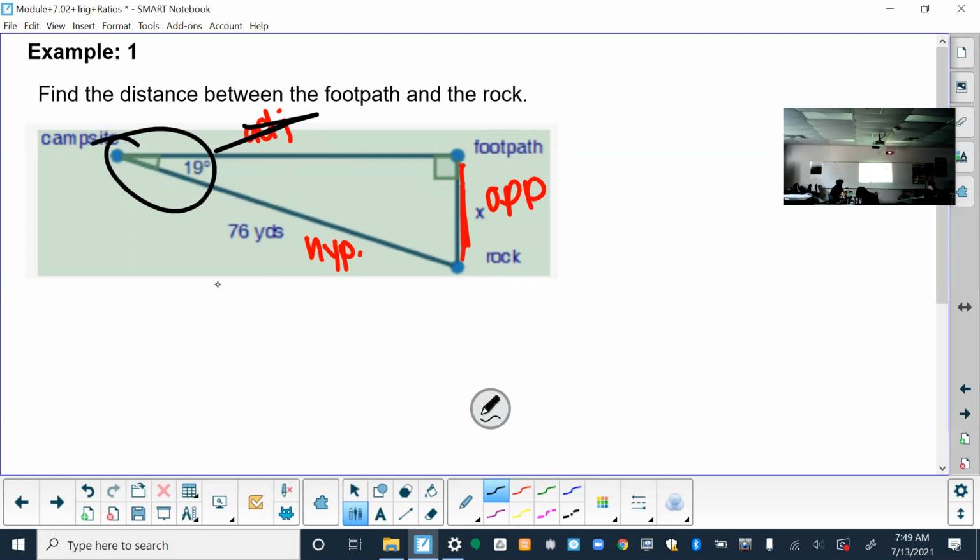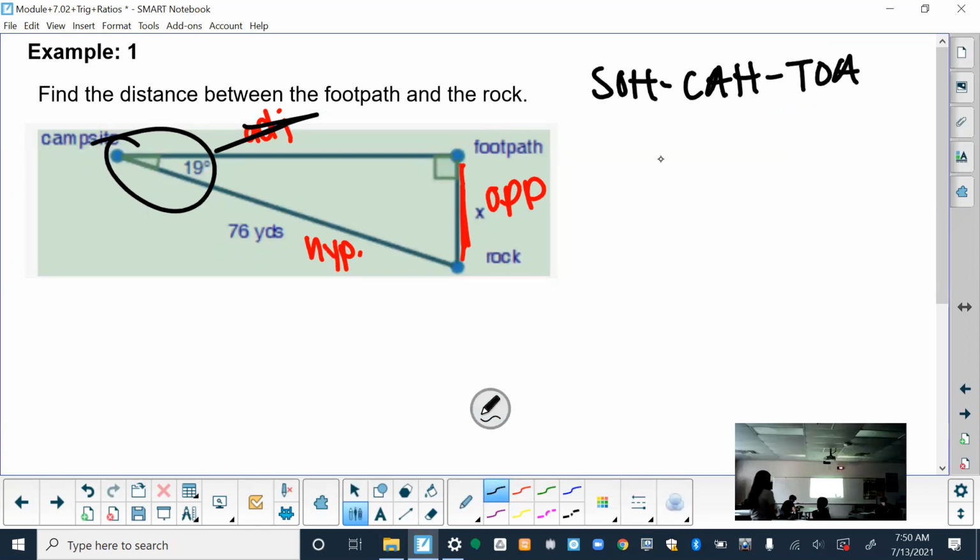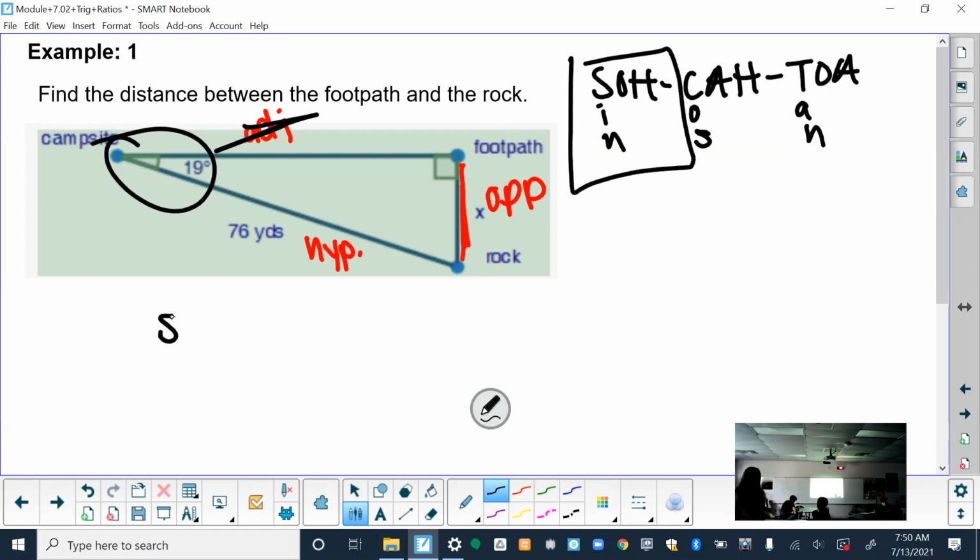So if I have opposite and hypotenuse, remember our little key for the trig functions, which one of these includes opposite and hypotenuse? Sine, cosine, or tangent? All right, sine, right? So if I take sine of an angle, and they do give us the value of the angle, that value is 19.